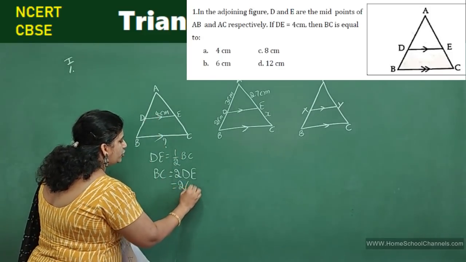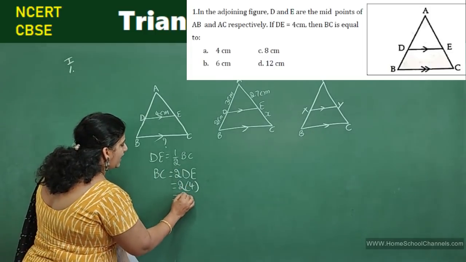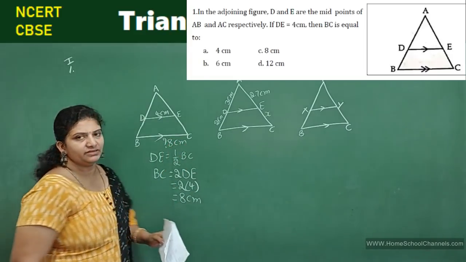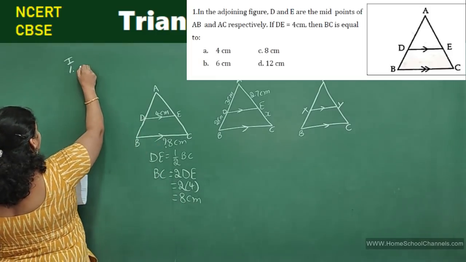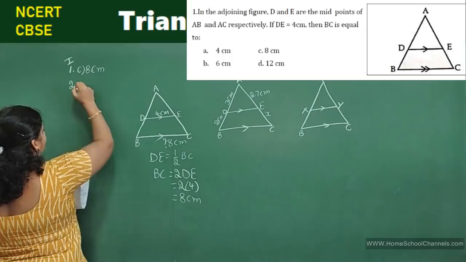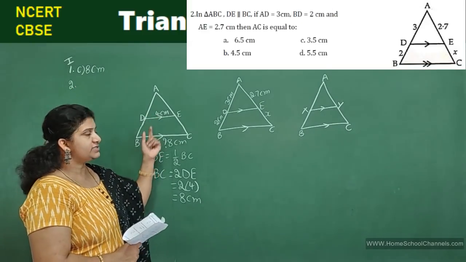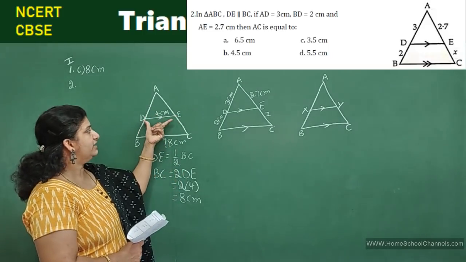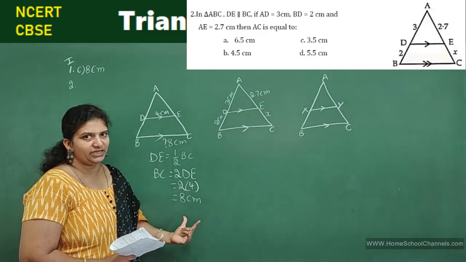That means 2 times DE. DE value is 4. 4 2s are 8. 8 centimeters is the BC length. Let's check the options here. Option C. First one, option C, 8 centimeters. Okay, is it clear? By the midpoint theorem, these two are parallel and these two are midpoints, so I can say that DE is half of BC or BC is 2 times DE.